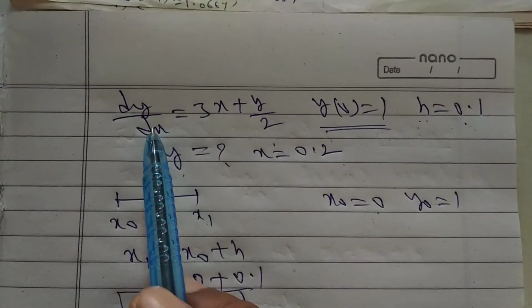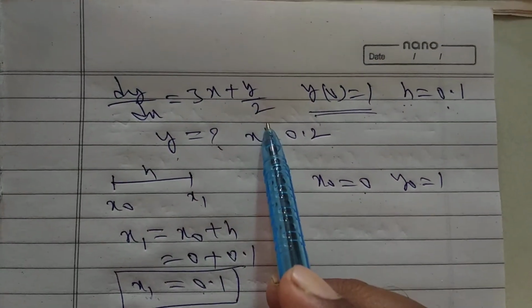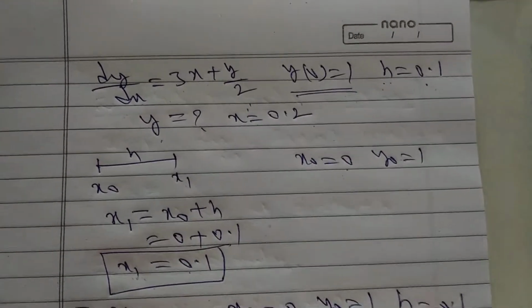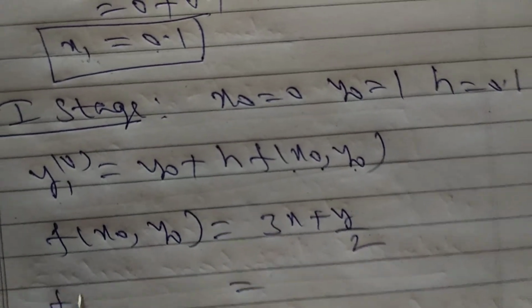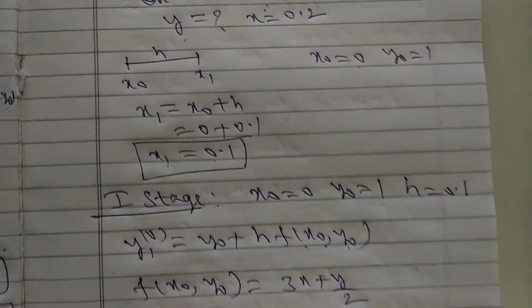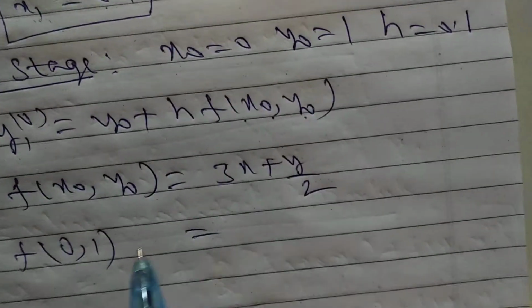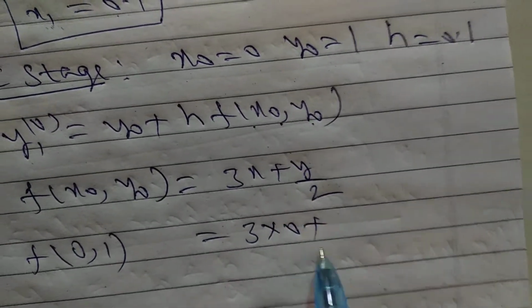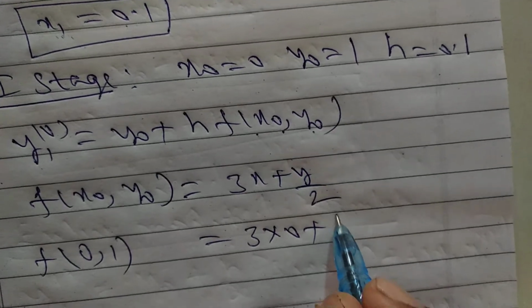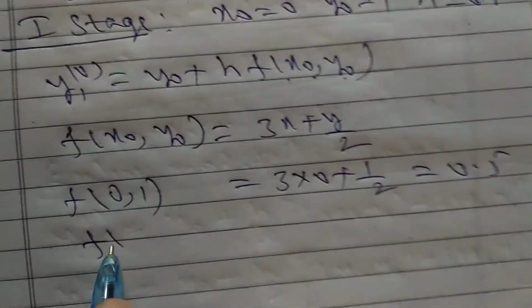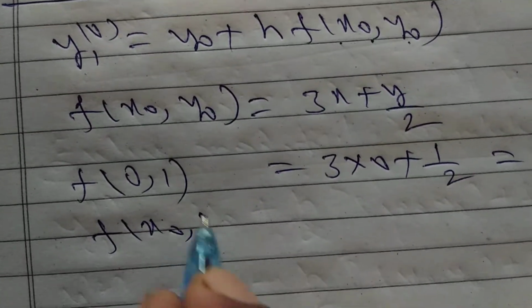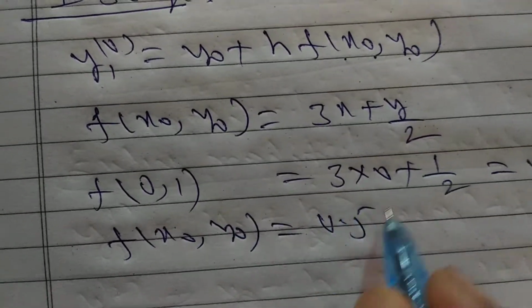What is f of x comma y? Given equation dy by dx is equal to 3x plus y by 2. That is the same as f of xy. So you have to write 3x plus y by 2. So that is equal to f of x naught comma y naught. x naught is 0 and y naught is equal to 1. Substitute here 3 into 0 plus y by 2. So y by 2 means 1 by 2. So that is equal to 0.5. So f of x naught comma y naught is equal to 0.5.